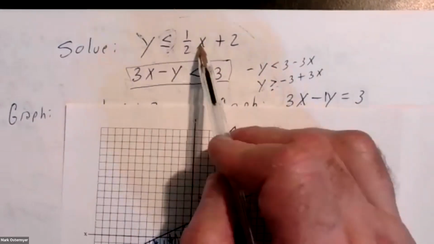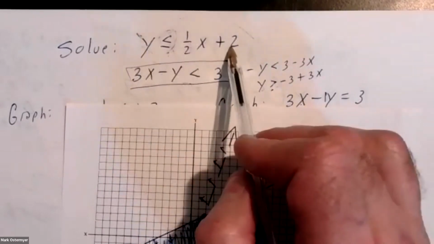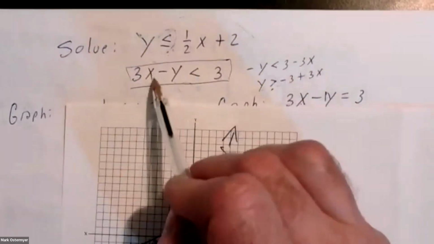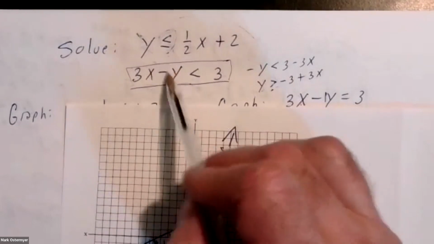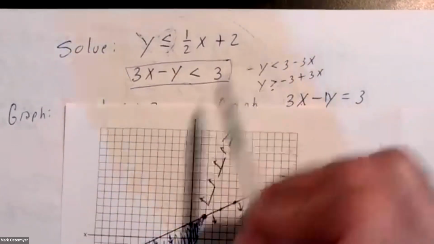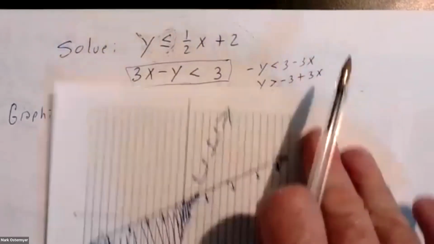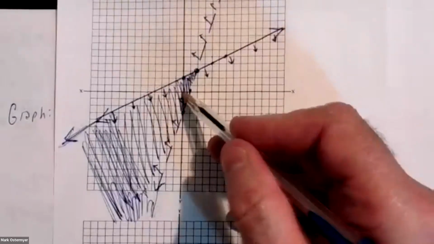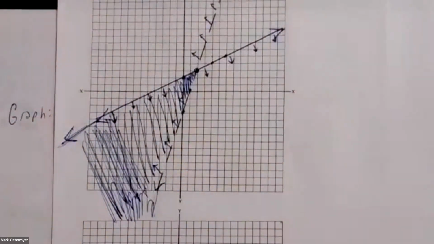This is 0. This is 0. Is 0 less than or equal to 2? It checks out. Put 0 in here and 0 in here. Is 0 less than 3? It checks out. Do you agree? 0, 0 works. You are correct. 0, 0 would be a solution to the entire system.